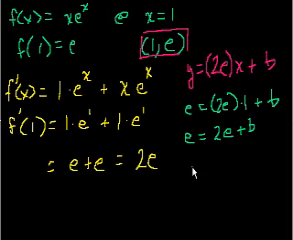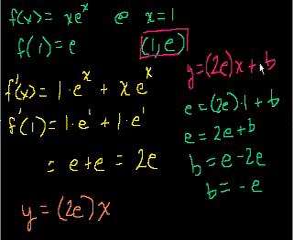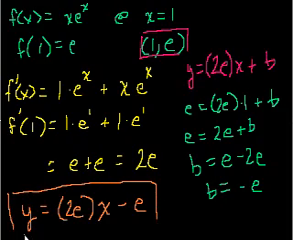Let's subtract 2e from both sides. We get b is equal to e minus 2e. b is equal to minus e. Now we're done. What's the equation of the tangent line? It is y is equal to 2 times e x plus b, but b is minus e, so it's minus e. So this is the equation of the tangent line.